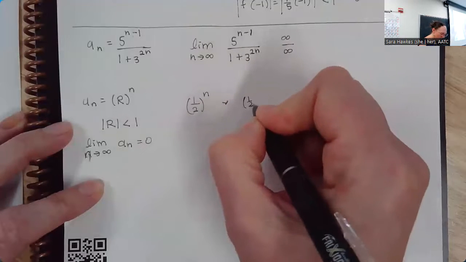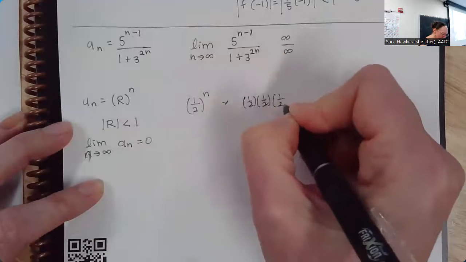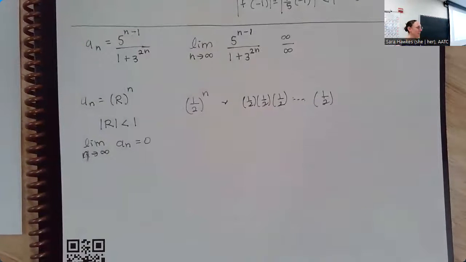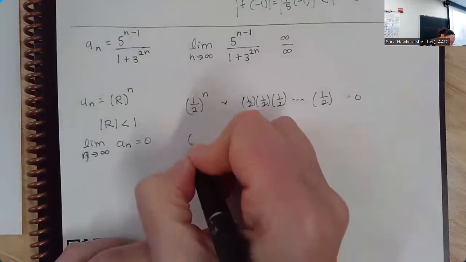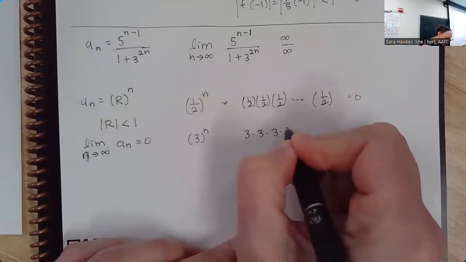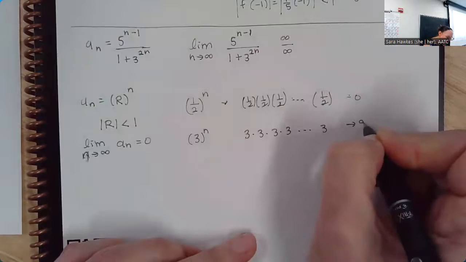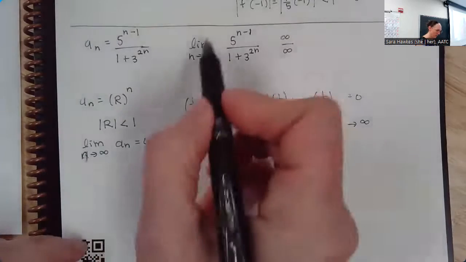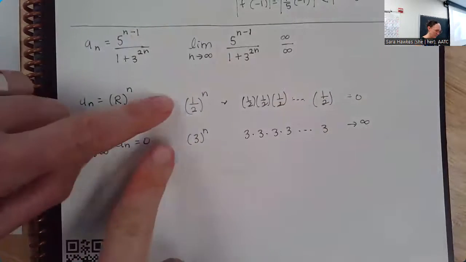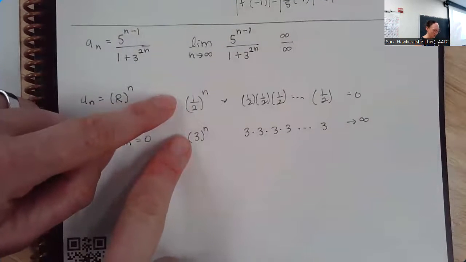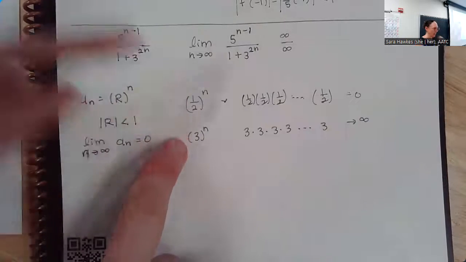I've got eventually like a half times a half times a half times. If I'm taking half of something each time, eventually I've got nothing left. But if I have something that looks like 3 to the n, then 3 times 3 times 3 times, if I do that forever, that's going to infinity. So the trick to a problem that looks like this is to rewrite it somehow so that it looks like one of these two forms, so that we're either going to 0 or going to infinity.